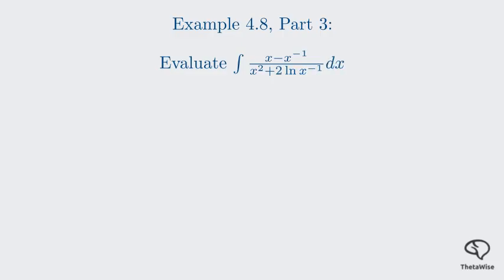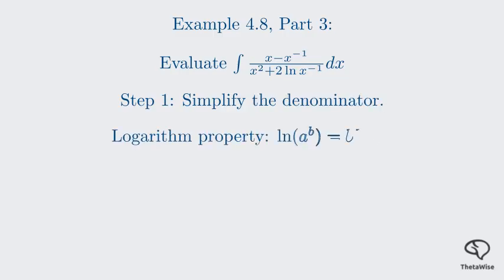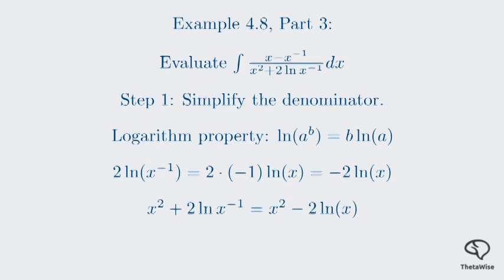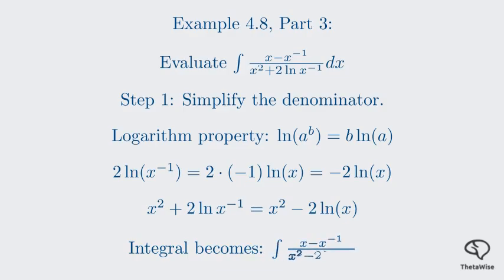Step 1, simplify. That denominator is a mess. Let's simplify the logarithmic term using a log property. The property log of a to the power of b equals b times log of a is very useful here. So, ln of x to the negative 1 becomes negative 1 times ln x. Our denominator simplifies to x squared minus 2 ln x. The integral is now much clearer. It's a fraction where the numerator looks suspiciously like the derivative of the denominator.